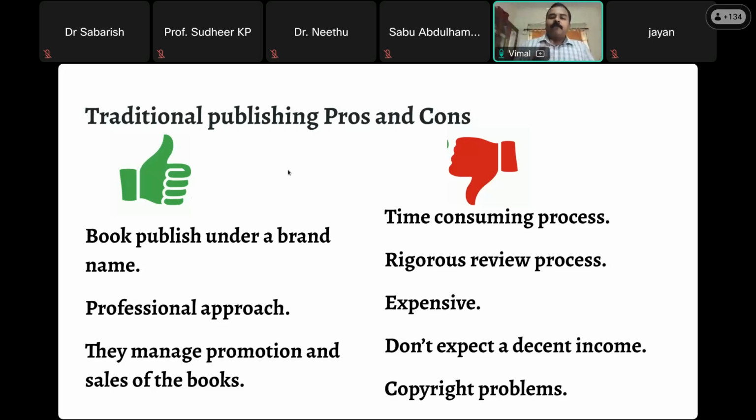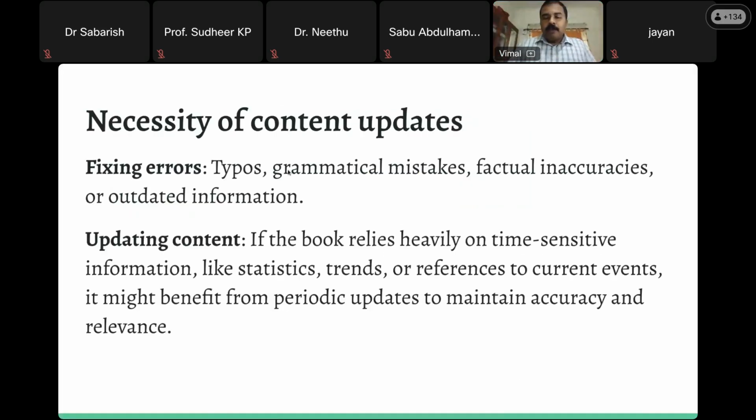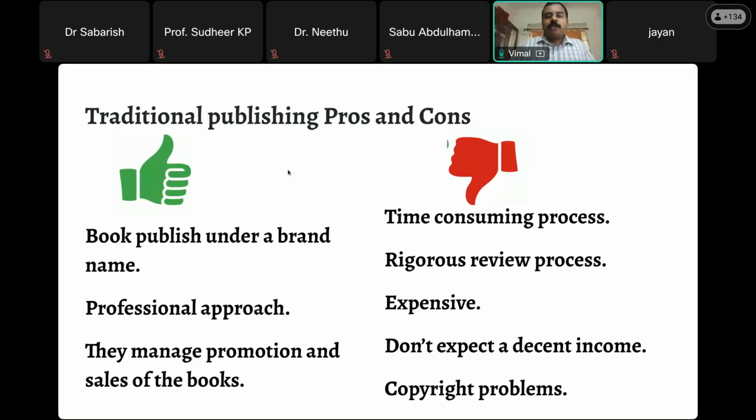Then it's expensive. That's a bad thing. The author has to bear the expense of the entire publishing process. He has to pay the money in advance. Then don't expect a decent income from the book selling. Even if they receive good income, they do not share it regularly. And the ultimate thing is the copyright problem. The author has to hand over the entire copyright of the content to the publishing house. Okay, these are the drawbacks of the traditional publishing mode.